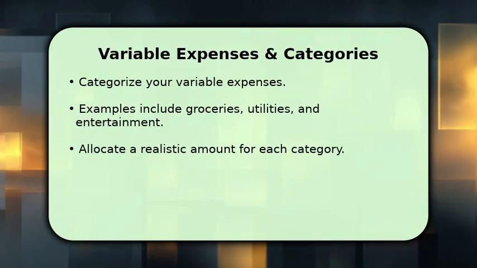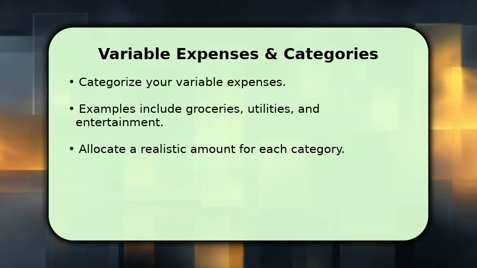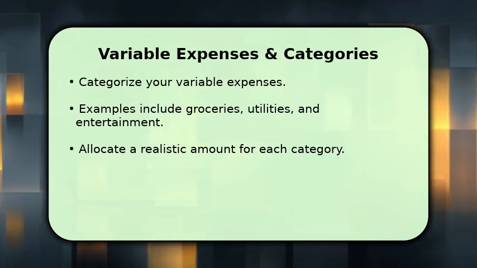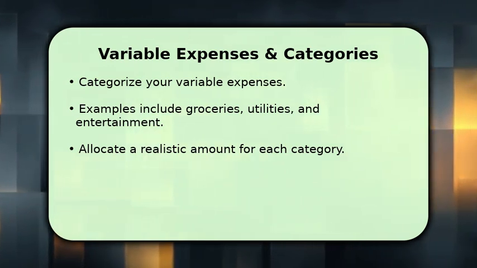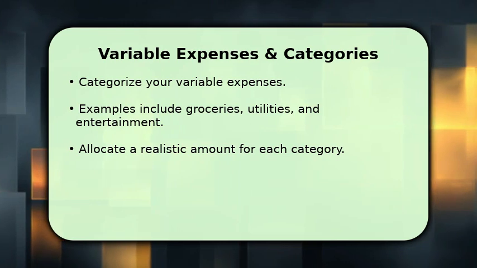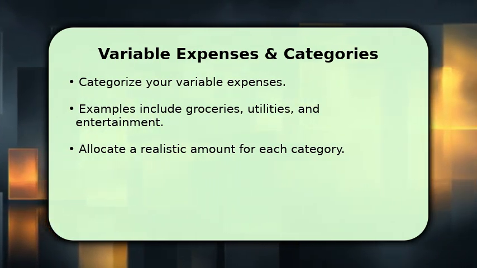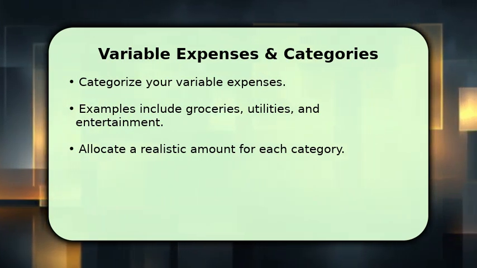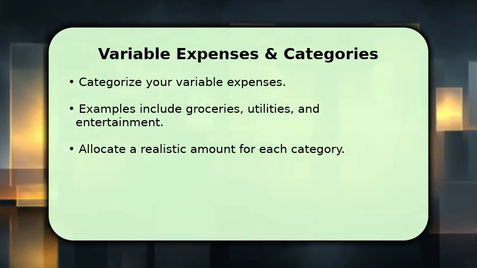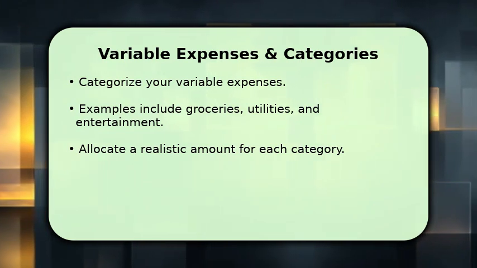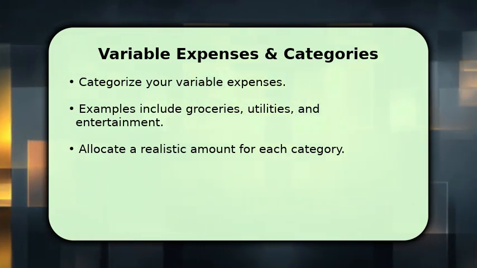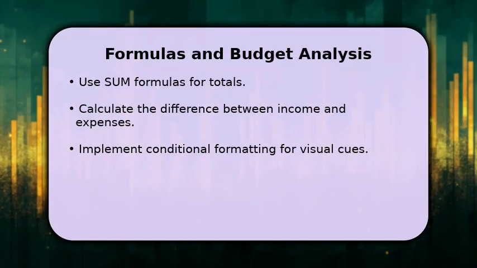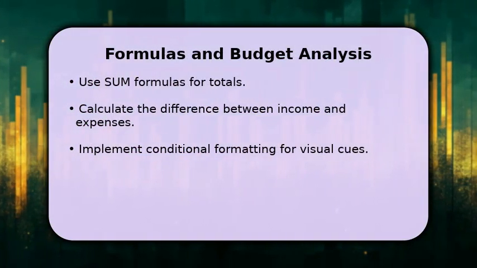month. Moving on to variable expenses, it's crucial to categorize them effectively. Think about areas like groceries, dining out, utilities, and entertainment. For each category, allocate a realistic amount you plan to spend. This step helps you understand where your flexible spending goes. By tracking your actual spending against these allocated amounts, you gain valuable insights, allowing you to adjust and optimize your budget over time. Finally, let's incorporate formulas for powerful analysis.